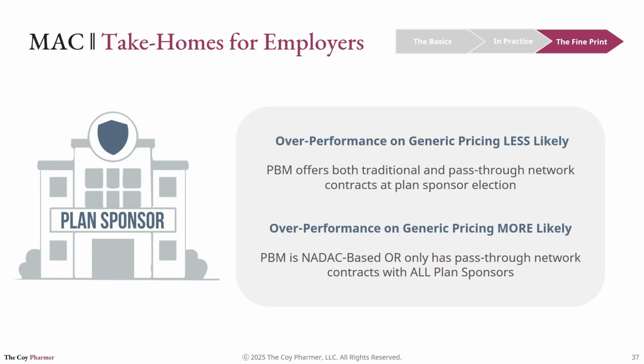There are some PBMs that have a different business model, and their contracts are typically structured on a NADAC basis, or they have all of their contracts set up on a pass-through basis. This leads to overperformance accruing directly to the plan sponsors rather than accruing to the PBM or to other plan sponsors that may need tweaking. PBMs with this structure in their core business often can have overperformance on generic pricing. Working with a pharmacy consultant who's familiar with these different pricing methodologies and the different PBMs' business models can help to project whether or not there may be overperformance on a particular contract.